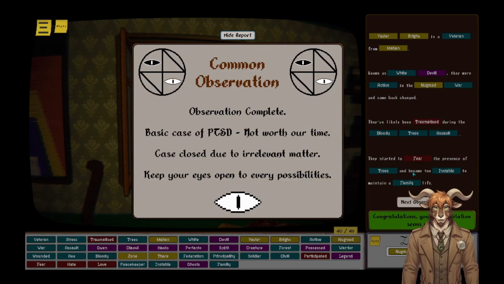Observation complete. Basic case of PTSD, not worth our time. Case closed due to irrelevant matter. Keep your eyes open to every possibility.